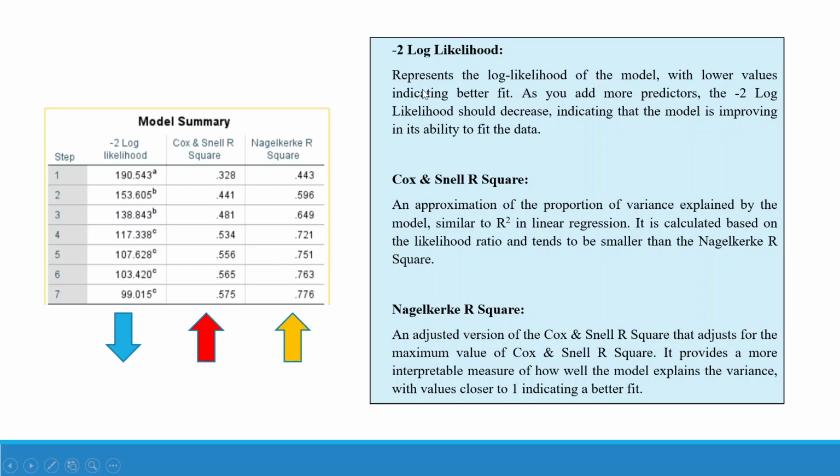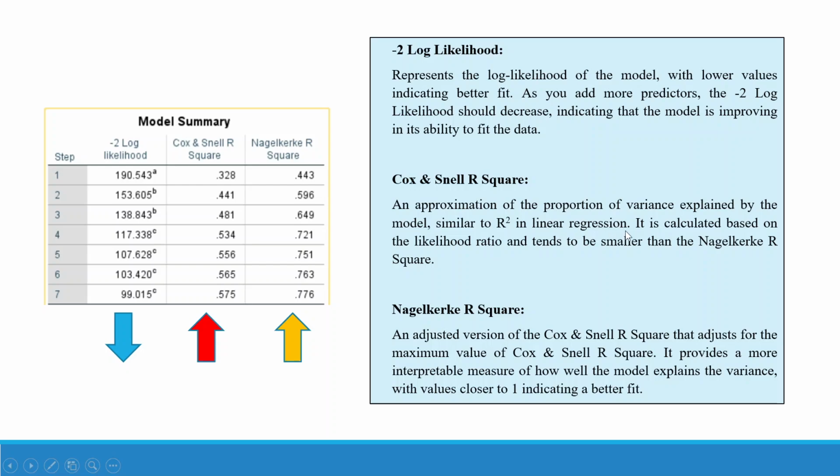The -2 log likelihood represents the log likelihood of the model, with lower values indicating a better fit. As steps increase, this value should drop. Is it dropping? Yes, it's dropping. You can see from 190.543 to 99.015. It's really good. Cox and Snell R square. So what is the interpretation? As you add more predictors, the -2 log likelihood should decrease, indicating that the model is improving in its ability to fit the data. Cox and Snell R square is an approximation of the proportion of variance explained by the model, similar to R square in linear regression.